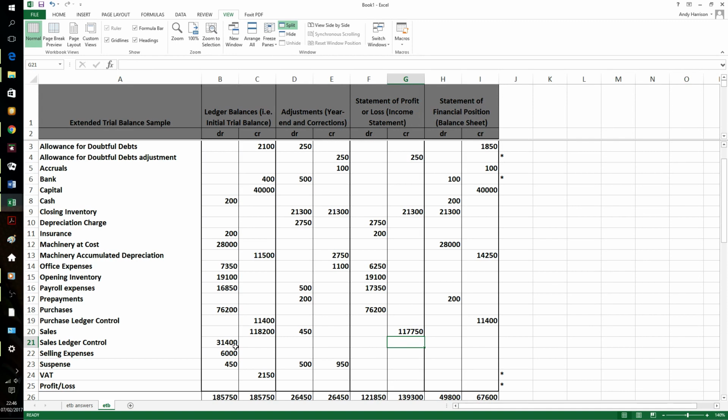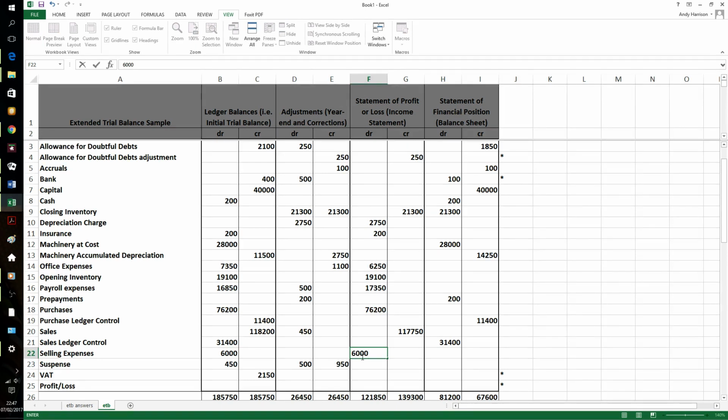And then a sales ledger control account, an asset, people owe us money. When they pay it, it will be debit the bank, credit the sales ledger control account, and it turns into a bank asset instead. The 31,400 minus the 1,850 will be our receivables in our accounts.